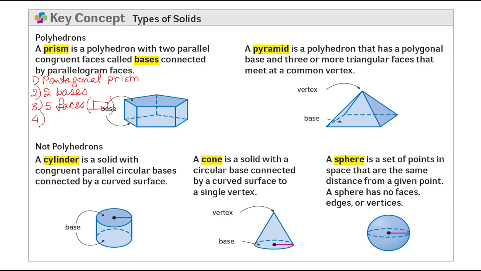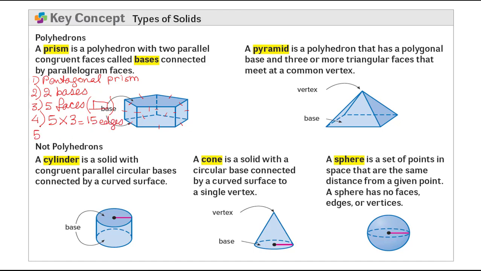Number 4, how many edges do I have? I have in the base 5 edges. On the top, I have 5 edges. These are edges. Okay? And these are edges. And the base, these are edges. There is a simple way to count the edges of any prism: I just count the sides of the base, which I have here 5, and I multiply it by 3. This will give me 15 edges.